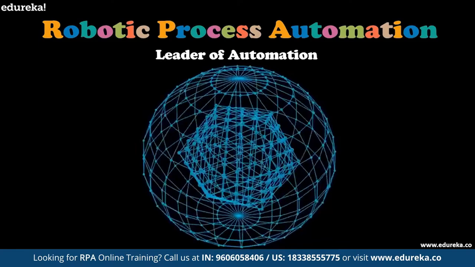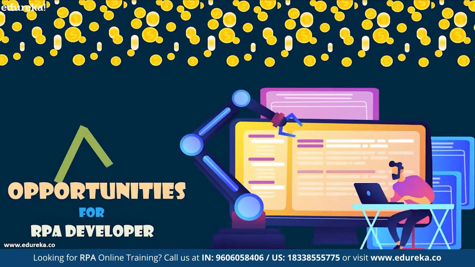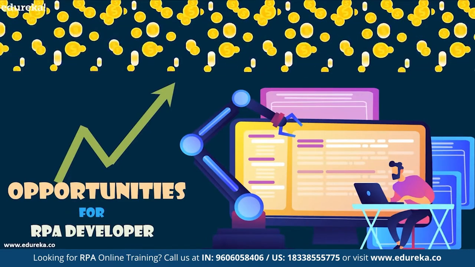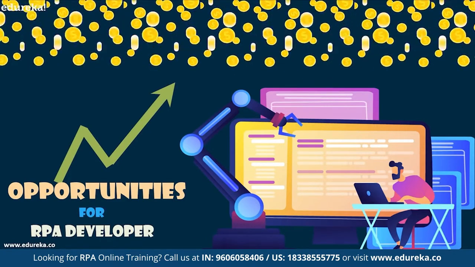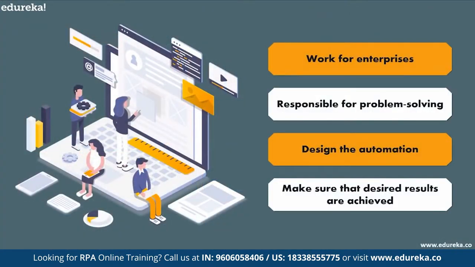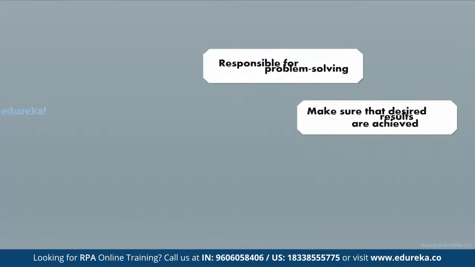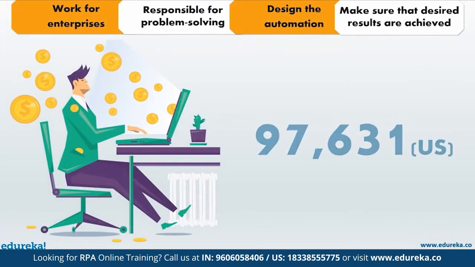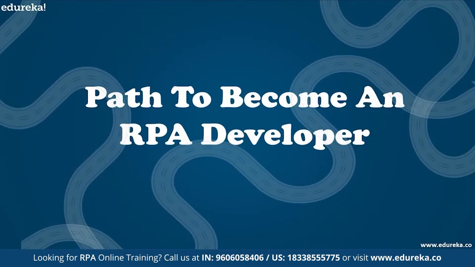With today's world moving towards automation and RPA being the key leader to it, this has definitely opened up a lot of opportunities for various roles and responsibilities in the RPA field, such as RPA developer. So RPA developers are sophisticated developers of automation tasks with hands-on experience in the top RPA tools such as UiPath, Automation Anywhere, and Blue Prism. RPA developers work for enterprises, and are responsible for problem solving and designing the automation based on the need. Once the automation is designed and rolled into production, an RPA developer also needs to make sure that the designed automation is achieving the desired results. With such high responsibilities, an RPA developer earns a whopping amount of approximately $97,000.